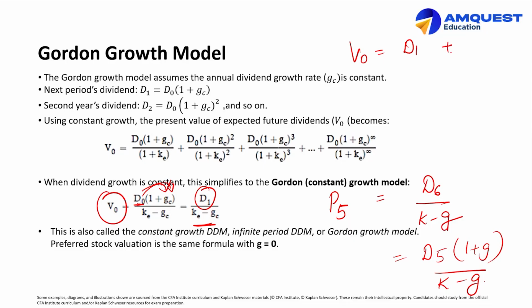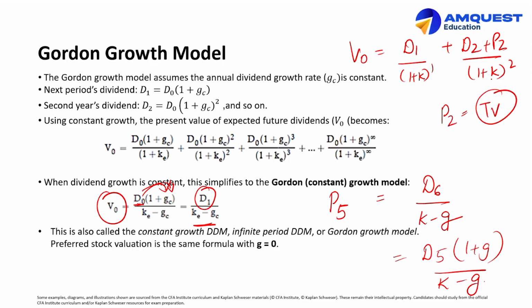So we have D1 plus D2 plus P2, divided by 1 plus K raised to 2, or R raised to 2, and this is 1 plus K raised to 1. This P2, we call it a terminal value. That means the share price. So let's say this is a 2-year model. That means you are planning to sell the share after 2 years.